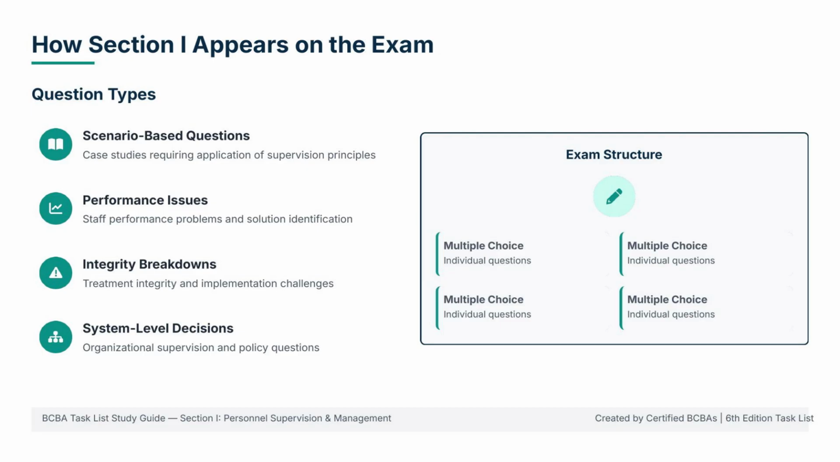On the BCBA exam, Section 1 appears primarily as scenario-based questions. You'll be asked to respond to staff performance issues and integrity breakdowns. Many questions involve system-level decisions rather than individual interactions. Understanding supervision logic is key to answering these correctly.